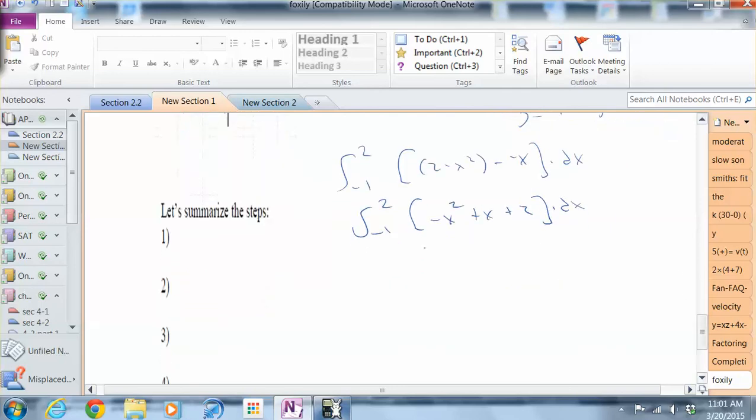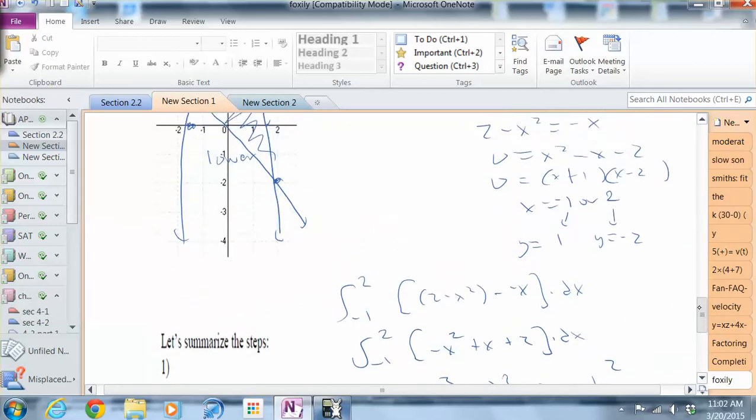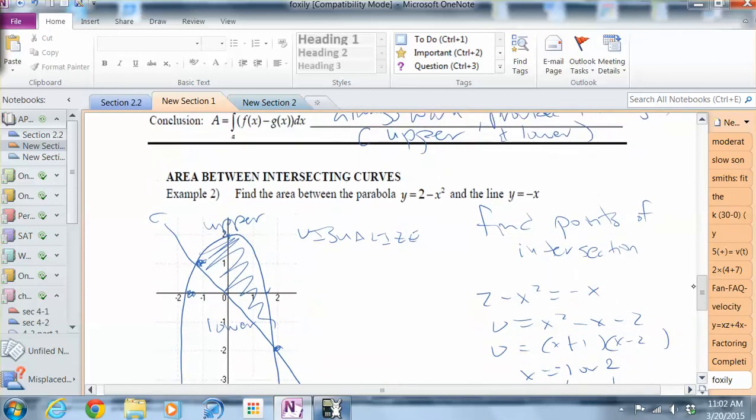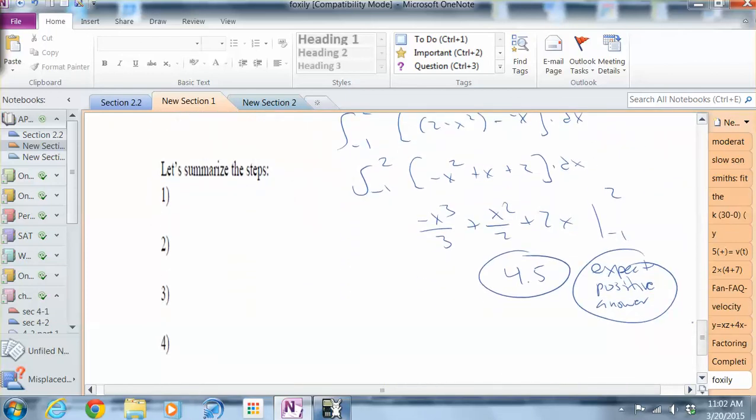Take the antiderivative of each of those terms, you should get this. And you're plugging in 2 and then -1. So if you just trust me here, you should get 4.5. I mean, the arithmetic I think you guys should be okay with. I don't have to go through that whole process. But the answer should be 4.5, and the answer should be positive, right? Expect a positive answer. Otherwise, you did it wrong. The answer's got to be positive, so be careful. If you got -4.5, that would mean that you switched the lower and upper curves, so be mindful of that.